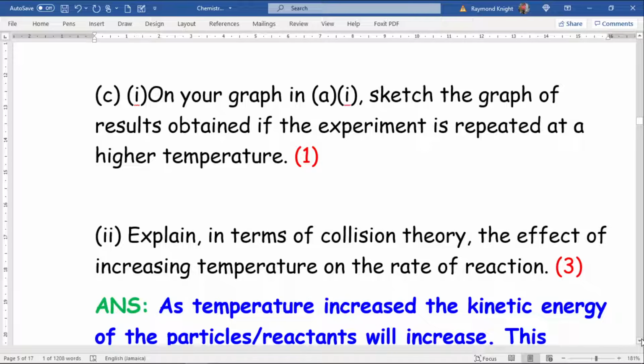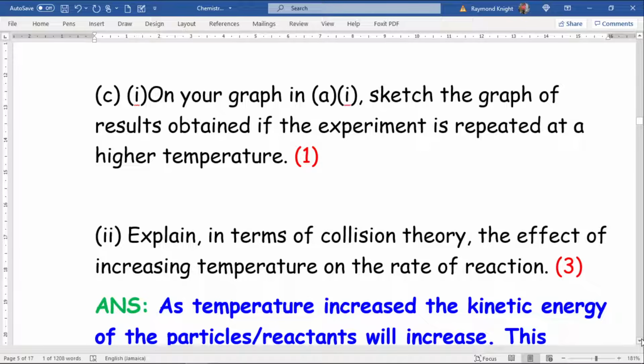Now let's reason this out first. If the experiment was done at a higher temperature, what will happen? Will you produce more gas? I don't think so. No, because once all of the acid was used up, you produce the same amount of gas in terms of volume.